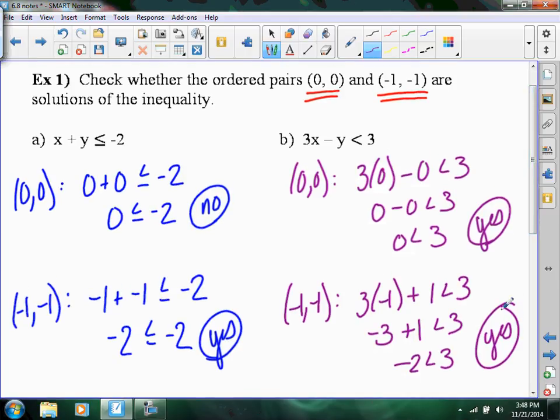So again, remember that when you get yes that it's a solution, that means that that ordered pair is in the shaded region on the graph. So when you're trying to figure out where to shade, you can test a point. You can pick any ordered pair you want. Pick an easy one like (0, 0), or (1, 1), or (-1, -1), (2, 2), or (-2, -2). But pick something that's clearly on one side of the line or the other, substitute it into your inequality, and if it gets you a true statement, then that is where you want to shade. You want to shade where that ordered pair came from. Okay?